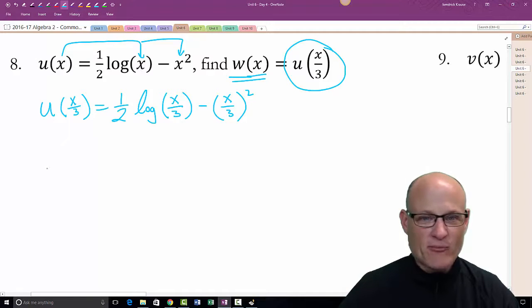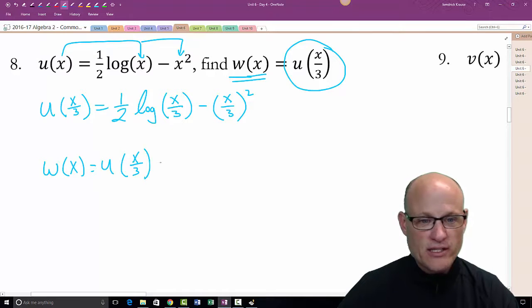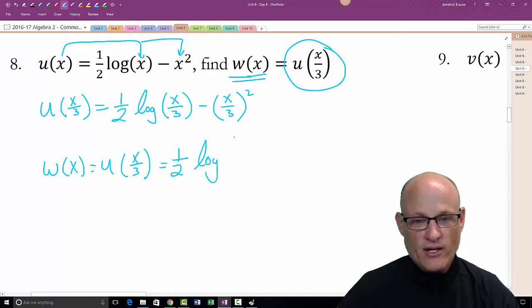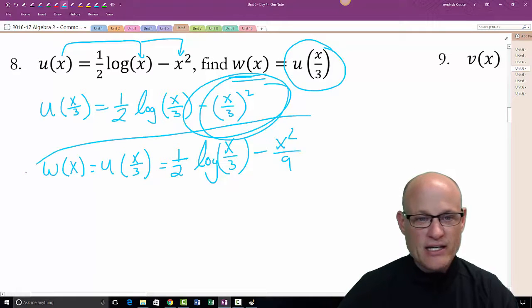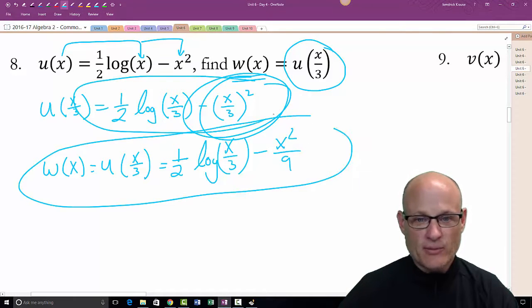Now, quite honestly, if I'm writing this out, so w of x, which is equal to u of x over 3, is equal to 1/2 the log of x over 3 minus, now what is this? It's really x over 3 times x over 3, which is x squared over 9. Either one of these answers would have been acceptable.